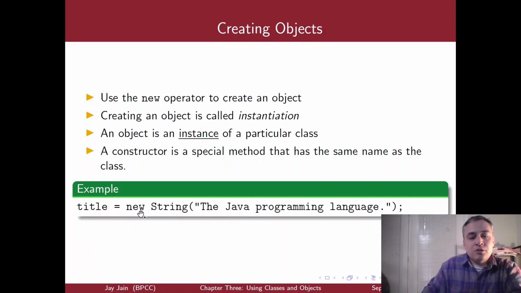Now, full disclosure, string is a little bit unusual as a class, and it has some behaviors that make it look a lot more like a primitive type. But that's just for convenience, and we'll explore that a little bit later.